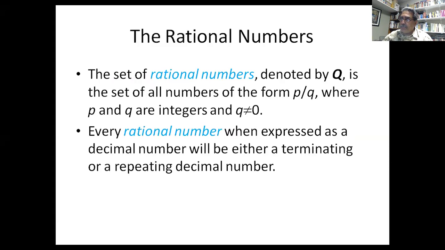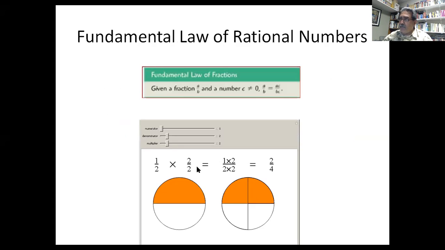Rational numbers. The set of rational numbers, denoted by Q, is the set of all numbers of the form P divided by Q, where P and Q are integers and Q is not 0. Every rational number, when expressed as a decimal number, will be either a terminating or repeating decimal number. What do we mean?